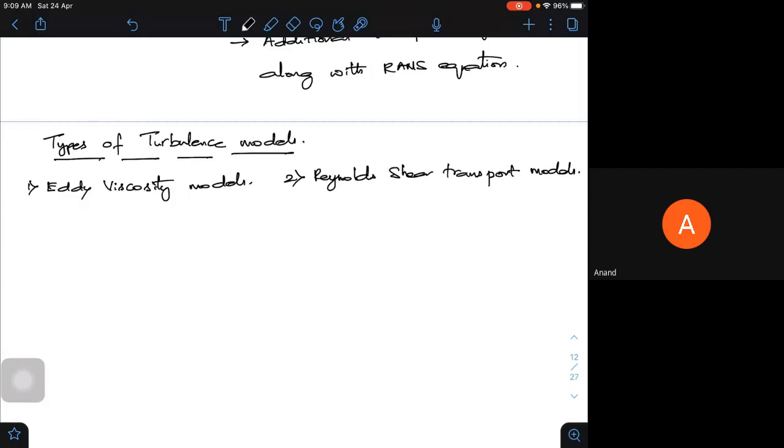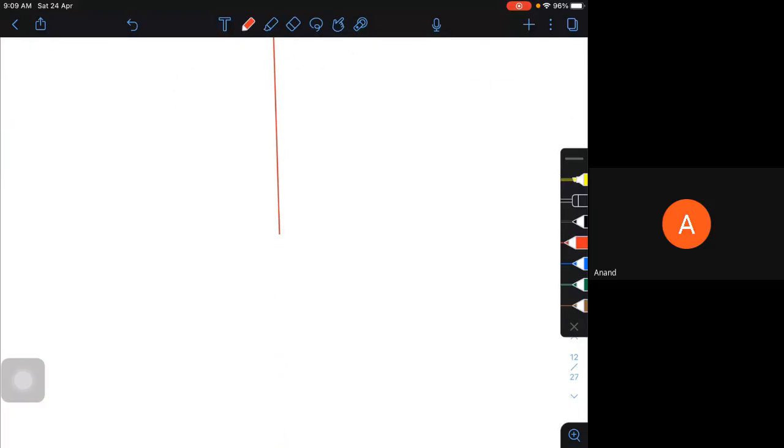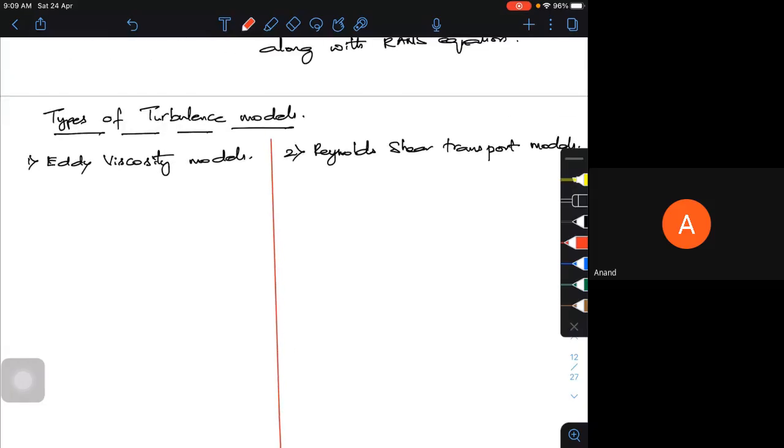Now, under the eddy viscosity model, we have the zero equation model. Under this, let me put a vertical line and show you. Under this we have different turbulence models. Let me write them one by one. Either we call it the zero equation model or the algebraic model.